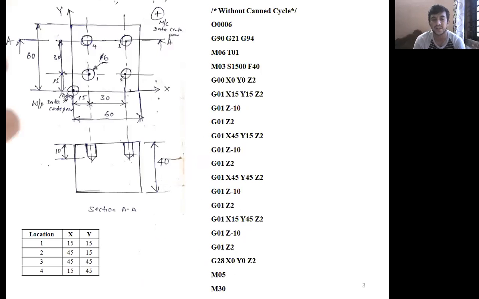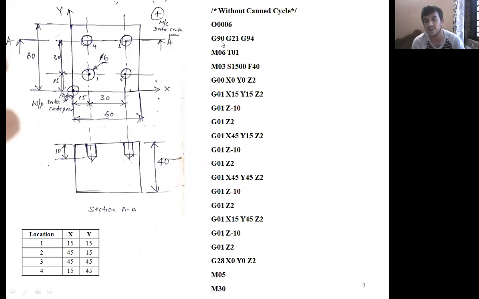Right? This is how we write the manual part program using a conventional drilling operation, right? As you know, the first five lines are the same for all programs. What are the first five lines? First one is the name of the program, the letter O followed by a four-digit number. Next, initial G codes. Initial G codes are first G90.